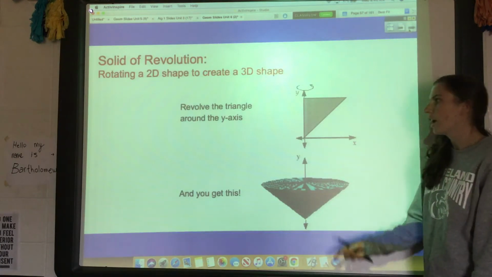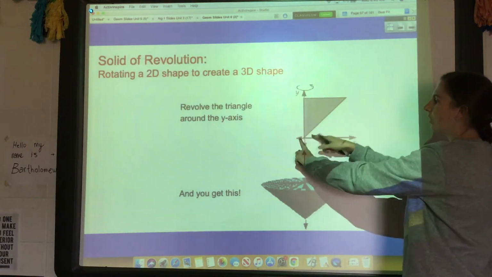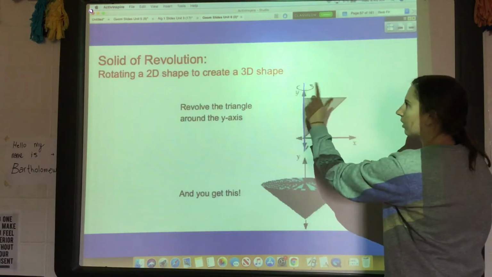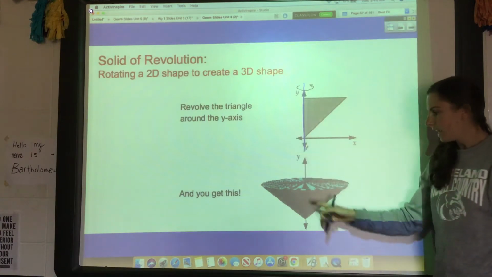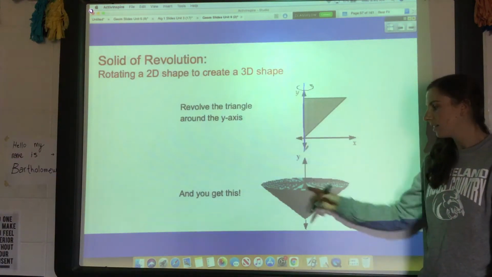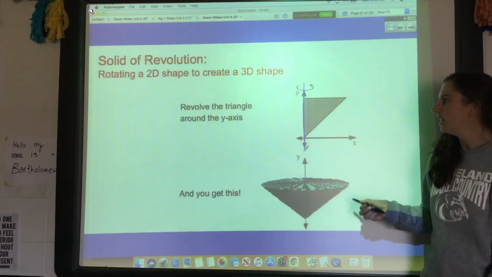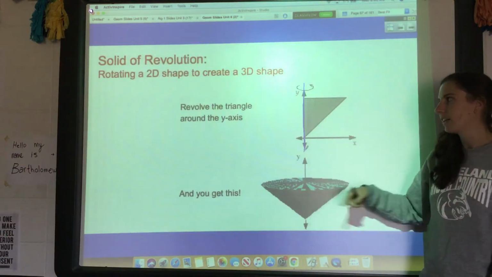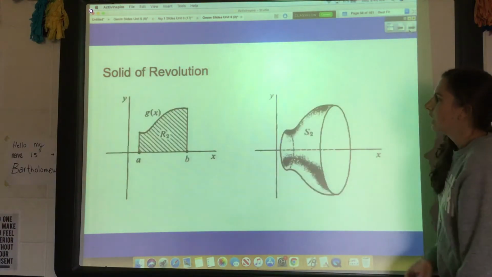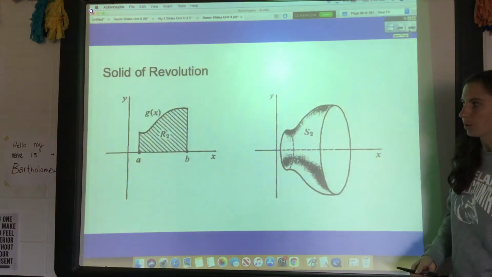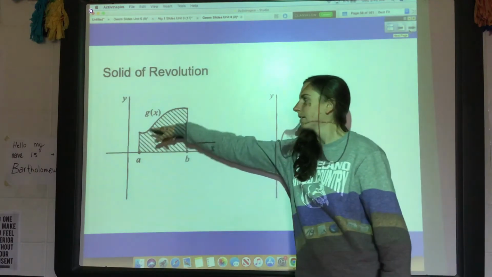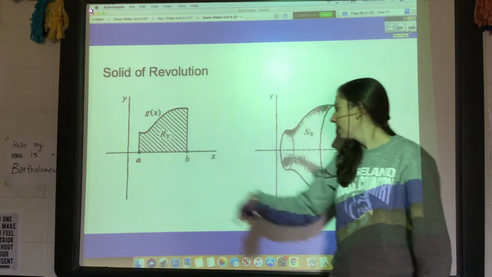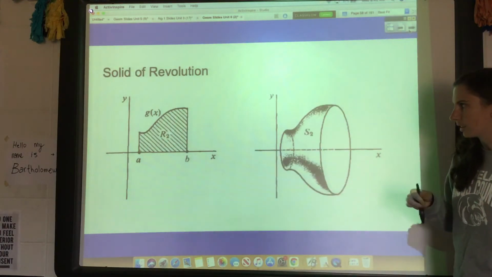For example, a triangle. If I took this triangle here and revolved it about this axis, spun it in a full circle, it would create a cone. So that's another way we could think about creating a cone, is taking a triangle, something two-dimensional, revolving it, and you get a cone. They don't always have to be normal shapes. This is some weird looking spirally thing, and if you were to revolve it around the x-axis, it would form something like this bowl-looking shape.